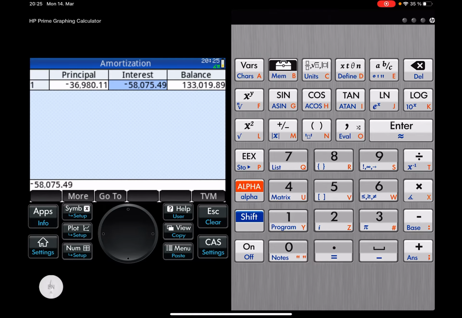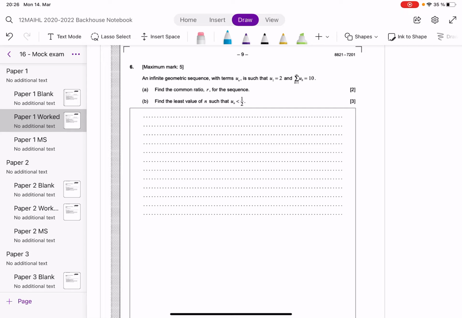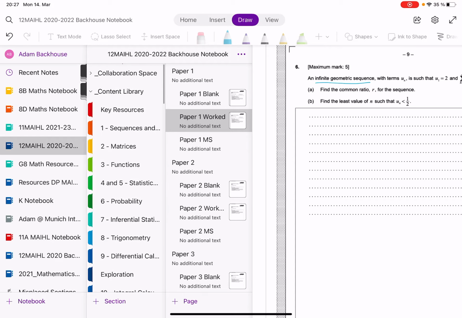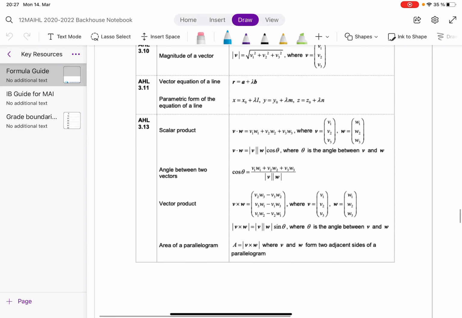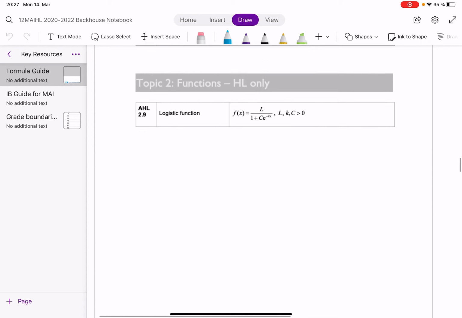Okay, question 6. This is one we're going to do again, and then I'm probably going to skip the next few because there wasn't really much to say. Question 6, I'm afraid, was done really badly, and I'm kind of a bit disappointed because it's all in the formula guide. So we've got an infinite geometric series. As soon as I read those words, I should be thinking about my formula. Sequence and series, that's topic 1.